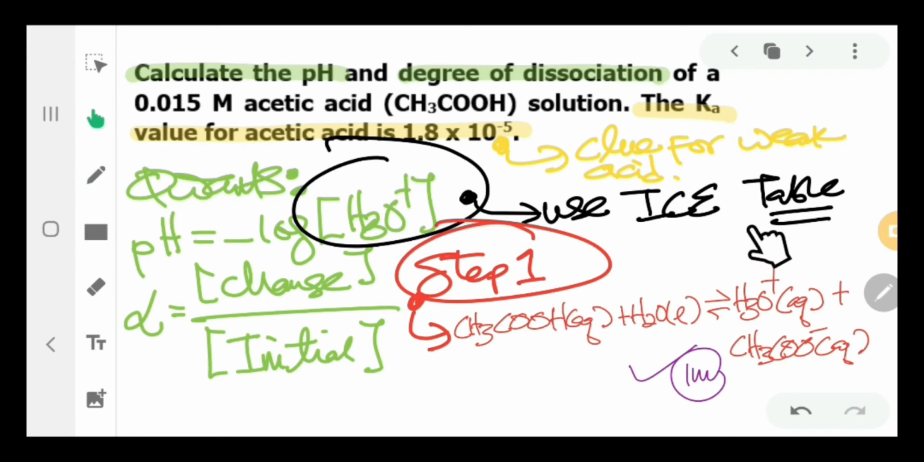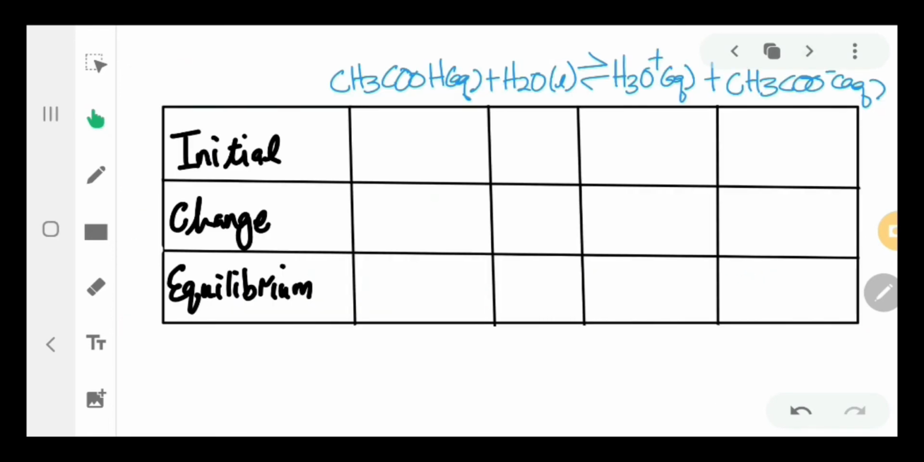So let's have a look at the ICE table. Again, why do we want to use an ICE table? Because we want to find out the concentration of H3O plus. Like I said, for weak acids and bases, it is not going to be as straightforward as what we have done for strong acids and bases. We cannot just take the concentration right away and plug that in. We have to use the ICE table just like this.